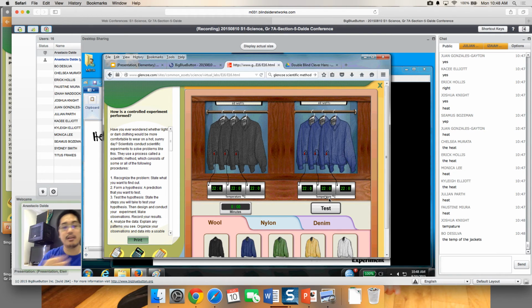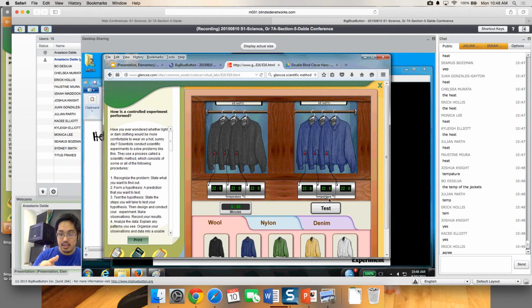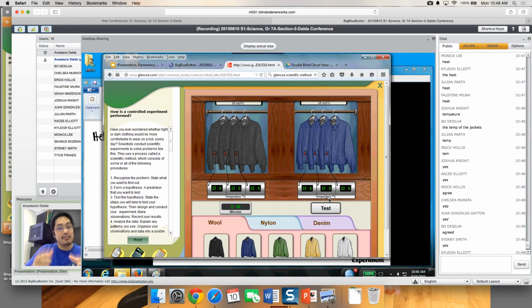Temperature, exactly. We're measuring the temperature of the jackets. Agreed? So that is something that changes, right? And it's something that we're measuring. It's something that is a result.